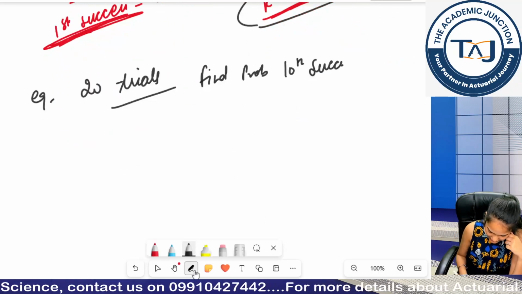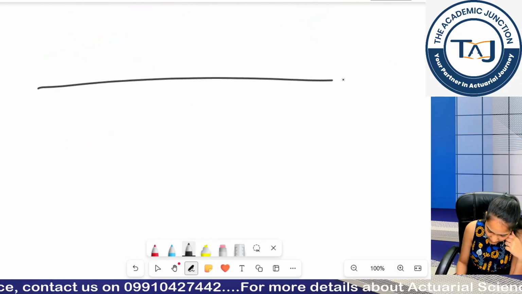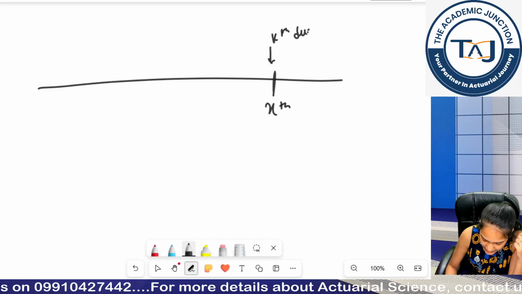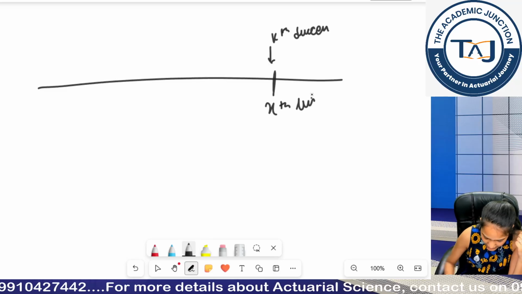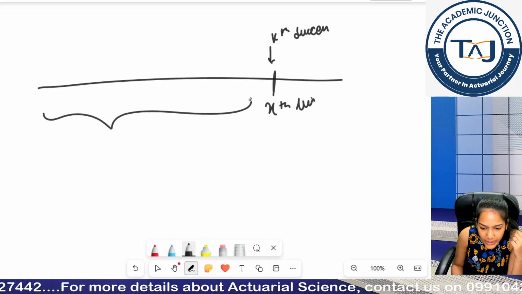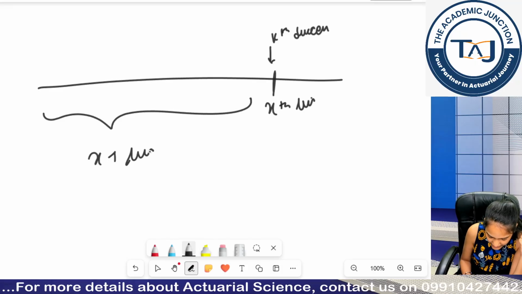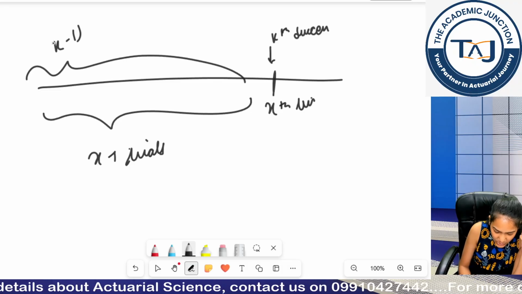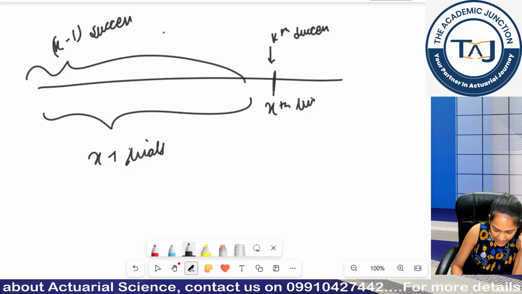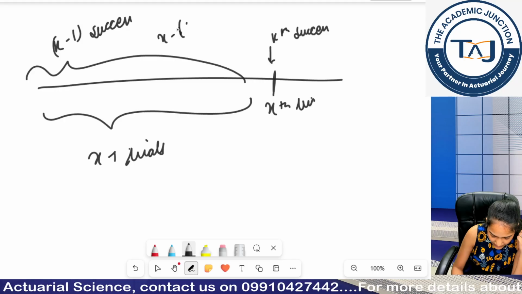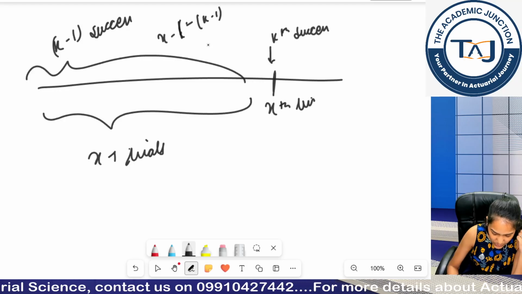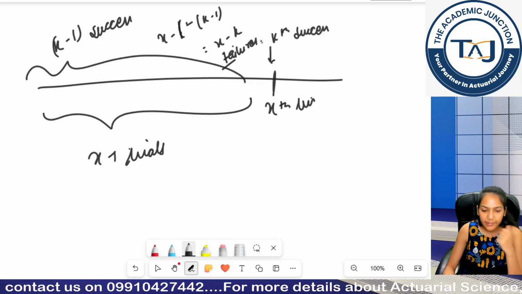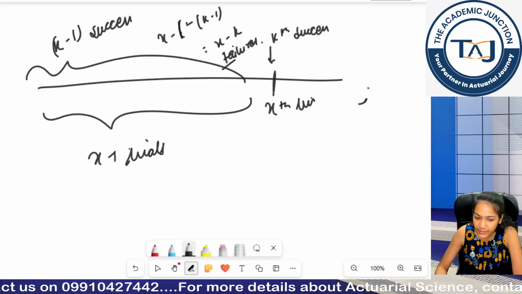So this means if I talk about general terms, if this is my Xth trial, here I am getting my Kth success, right? So before this I have done how many trials? X minus 1 trials I have done, out of which I have got K minus 1 successes and X minus 1 minus K minus 1, that is X minus K failures, right? Is this clear?